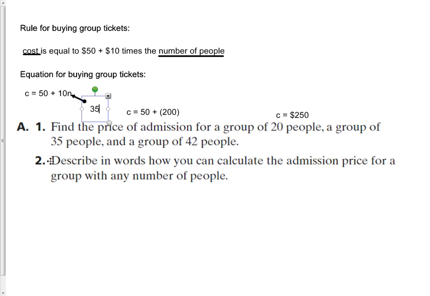For A2, describe in words how you can calculate the admission price. You already got it. It's right here, our rule. That's how you figure out in words the admission price for any number of people. So I want you to take that rule and copy it down here. That's how you describe in words.